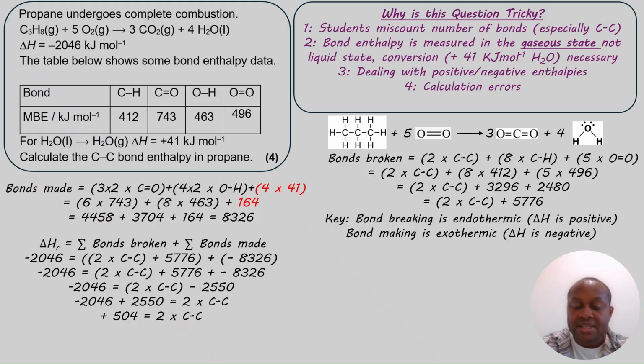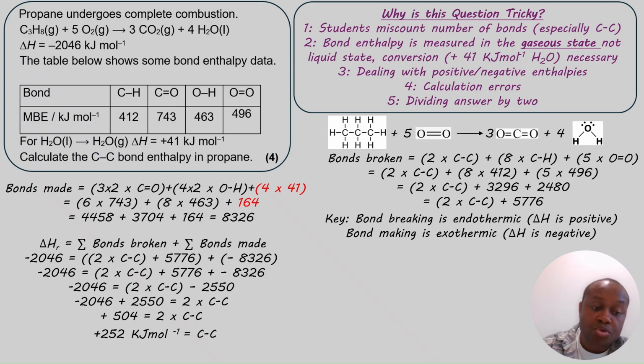Now, many students end here, and that is another reason that this question is tricky. You need to divide your answer by 2. So remember, we're looking for the value of the carbon-carbon single bond. So if we divide our answer by 2, we will get our answer as positive 252 kilojoules per mole.